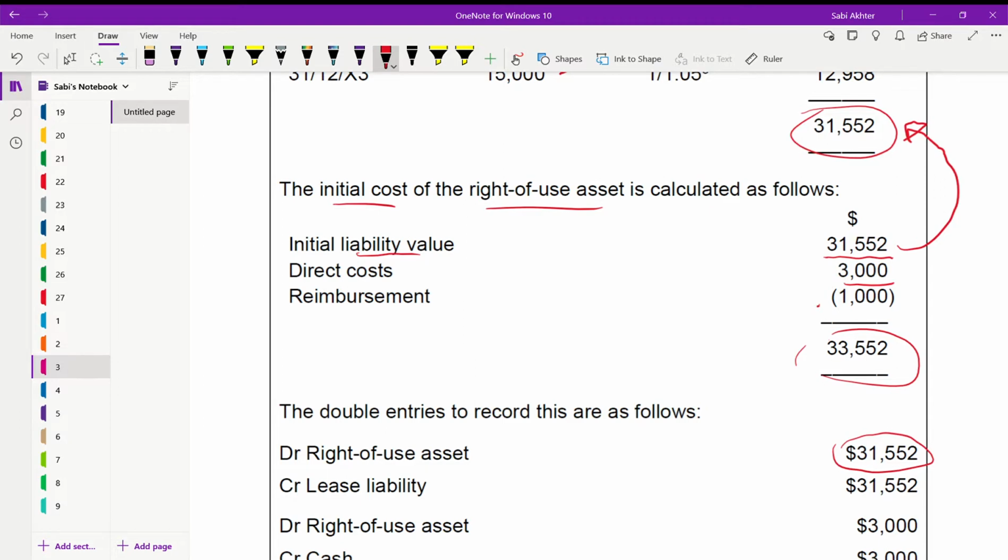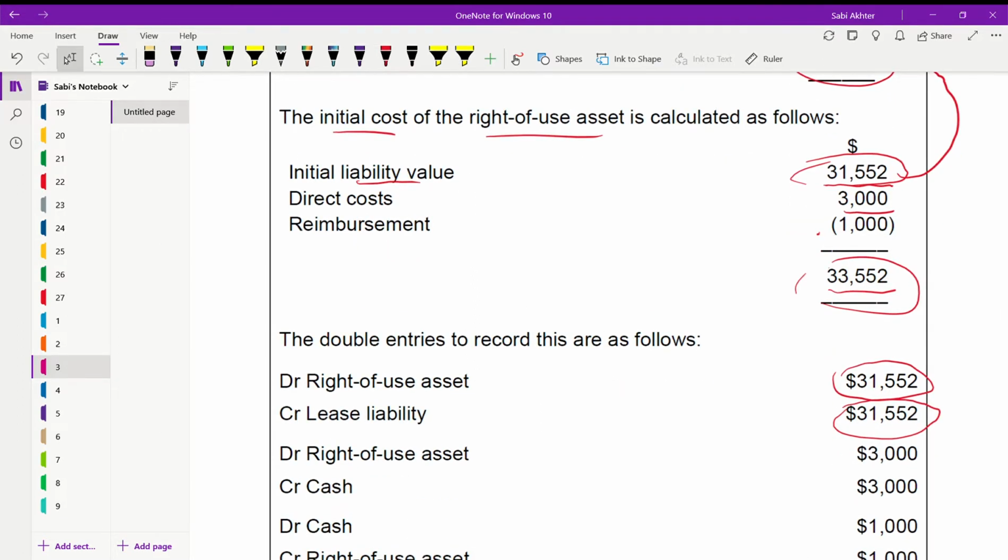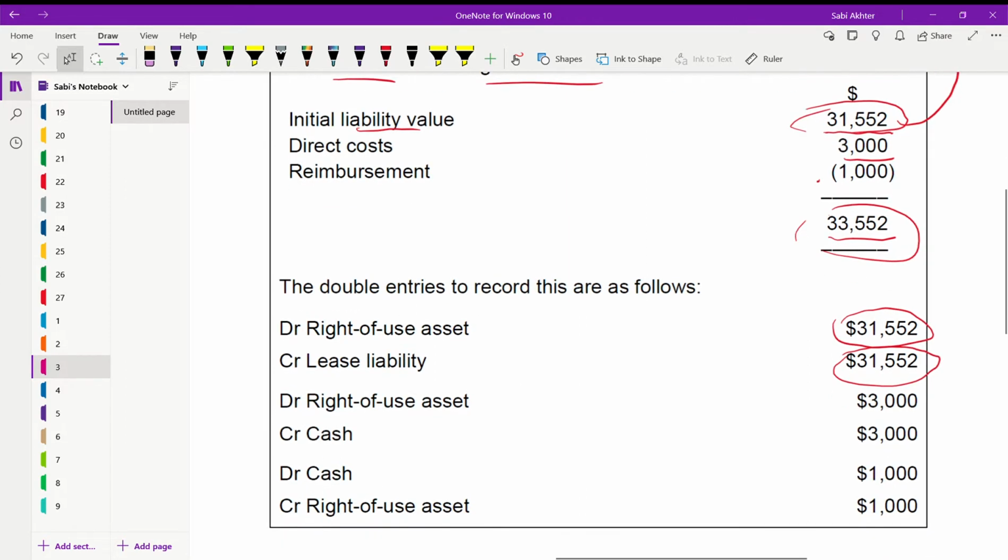If you see the right of use asset, it is not this amount. This is cost only. This is the amount of the right of use asset. You see debit and credit is the same amount, lease liability and right of use asset. Because for each item you are recording separately, debit credit, debit credit, debit credit. So right of use asset is debited 3000. That means we are adding 3000 and cash here is credit 3000.